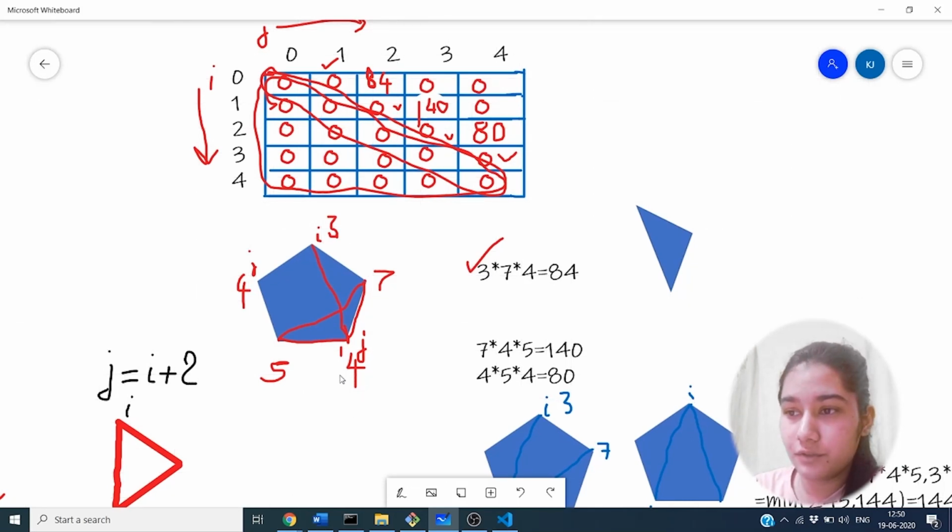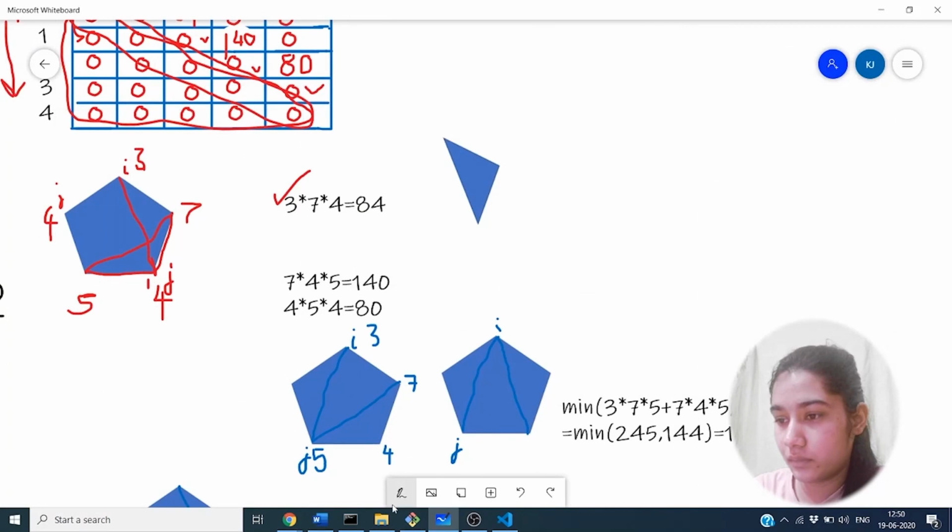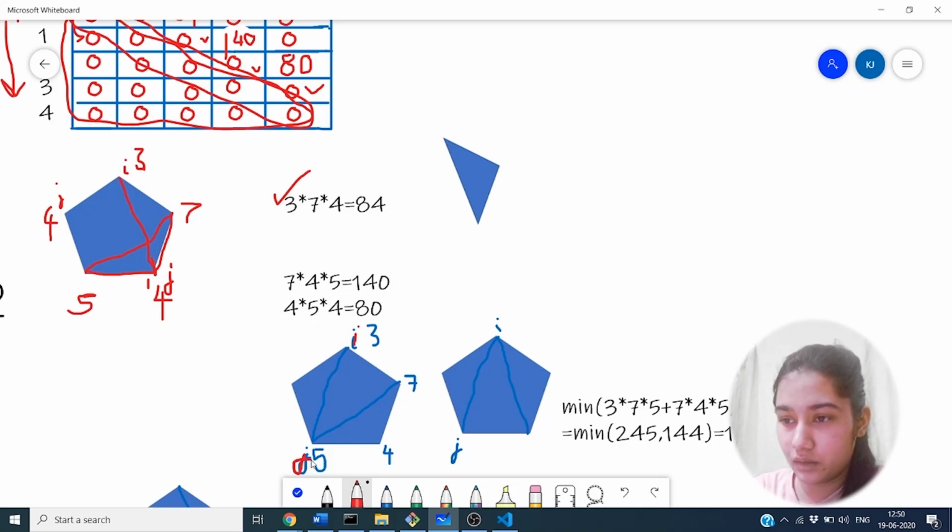Now what if j is equal to i plus 3? That is, if i value is this one and j value is this one. So the possible triangles are this one and this one, and the second possible triangles in this quadrilateral are this and this one.